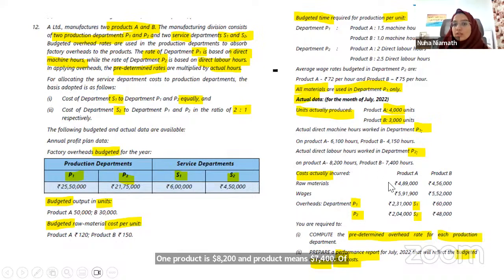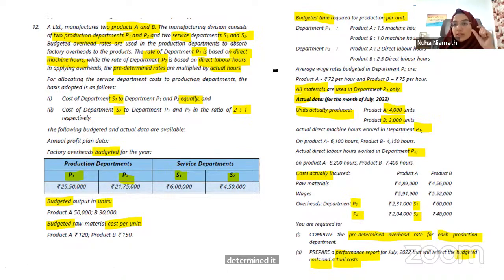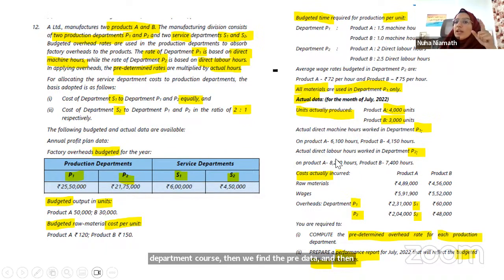Costs actually incurred. Product A, 4,89,000. Product B, 4,56,000. Wages, 591, 552. This is product wise. But overheads, they have given it to us based on the department. So department P1, department P2, S1 and S2. So we have to do the whole process of finding the predetermined rate. First we will allocate the service department cost, then we'll find the predetermined rate, and then we'll absorb this predetermined rate into the actual hours that have been worked.